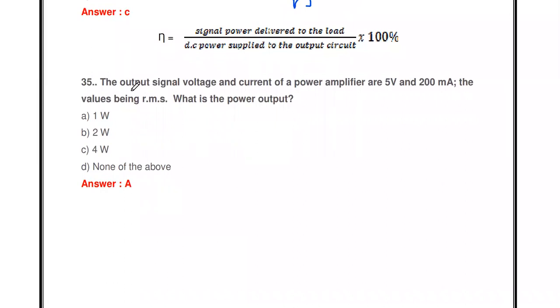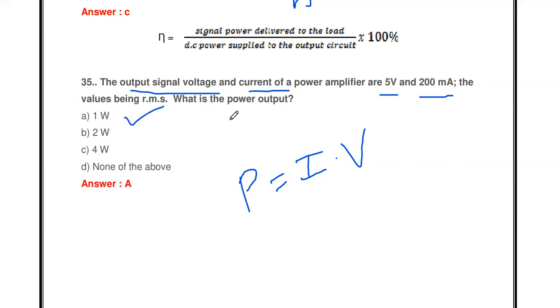The next question: the output signal voltage and current of a power amplifier are 5 volts and 200 milliamps, the values being RMS. What is the power? So I RMS and V RMS are given, and we have to find the power. The power is the product of current and voltage. So 5 times 200 milli, we get the answer as 1 watt. So these are some of the questions from the power amplifier.